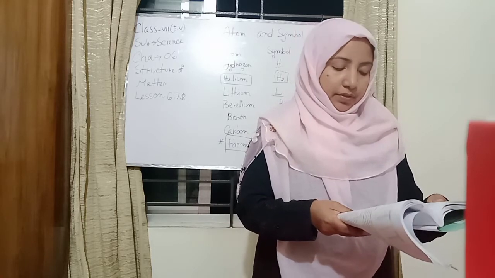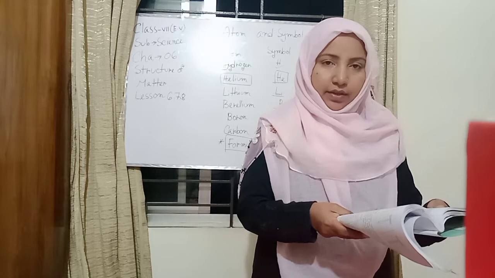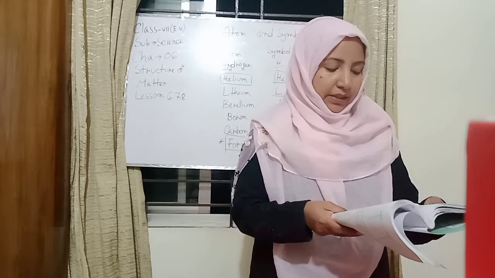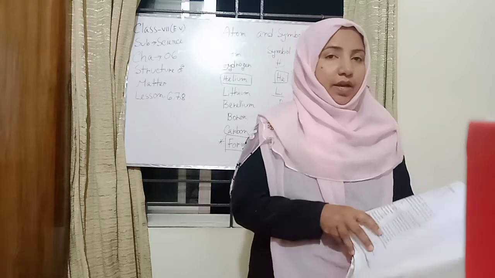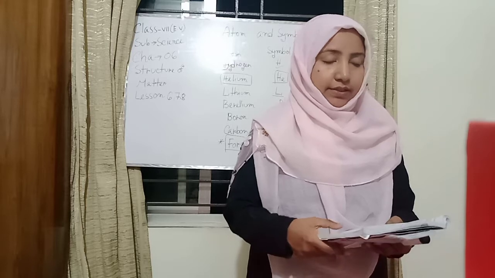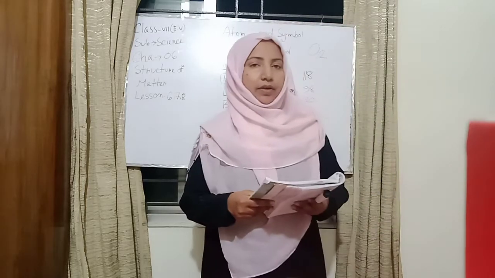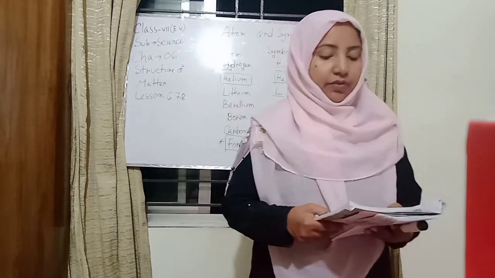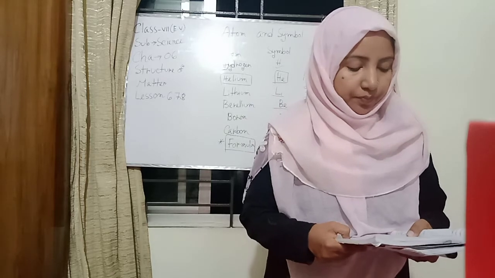For example, the formula of bromine liquid is Br2. Formulae of some elements are given in the following table. Please everyone see this table very carefully. Here's the table: element, symbol and formula. Here's the element hydrogen. The symbol is H and the formula is H2.